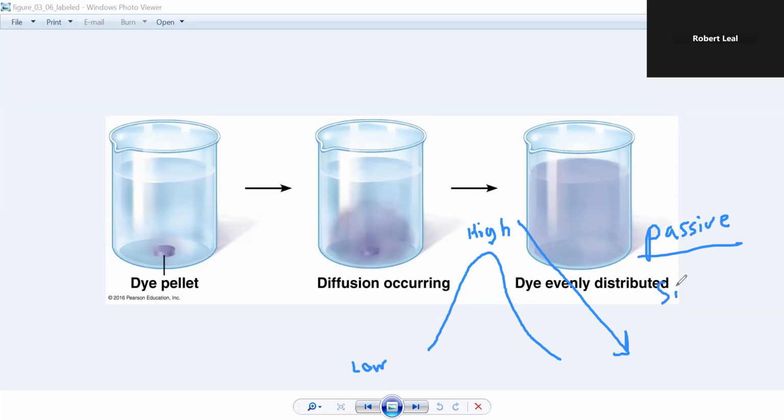And simple diffusion, again, is the movement of a substance from high to low concentration. I don't want to have to spell it all out just for time's sake, so I'll just abbreviate it. Now, anytime you're trying to push a substance from where there's less of it to where there's more of it, you're going to need energy in the form of ATP. And that type of transport where you need ATP is referred to as active transport.